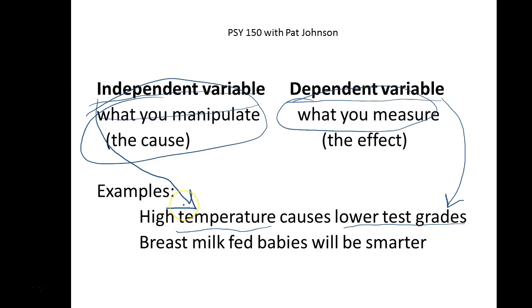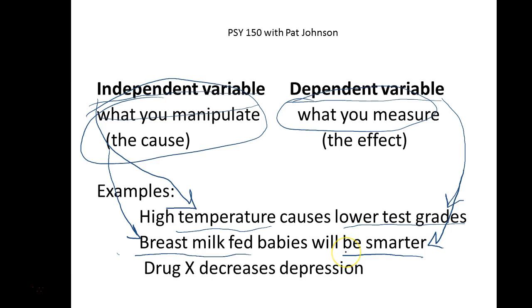Let's go to another example. From your textbook, it says we could have a hypothesis that breast milk fed babies will be smarter. And in this one, whether or not the babies get breast milk would be the independent variable. We'd give some babies breast milk and some babies not get breast milk. They might get formula. And then we're going to measure how smart they are. So being smarter would be our dependent variable.